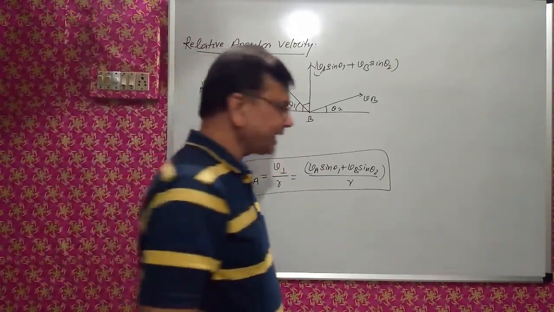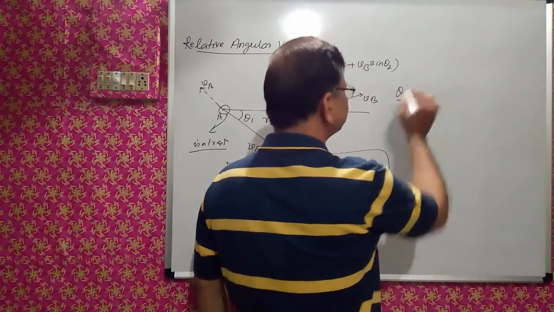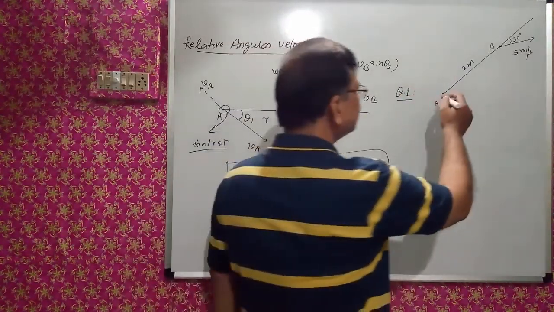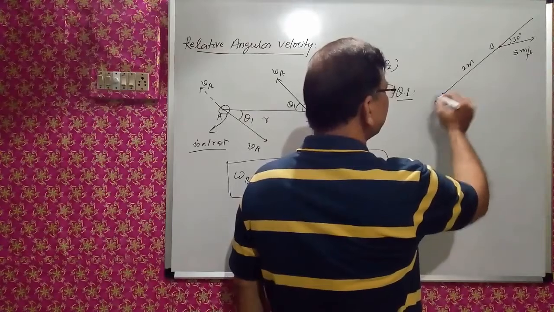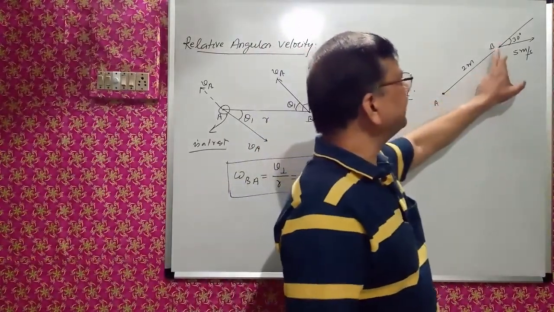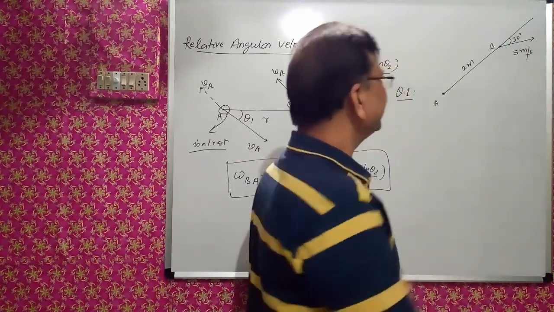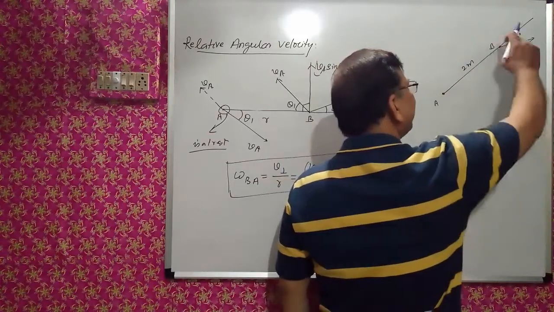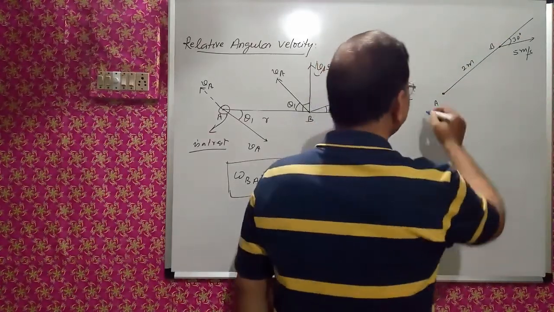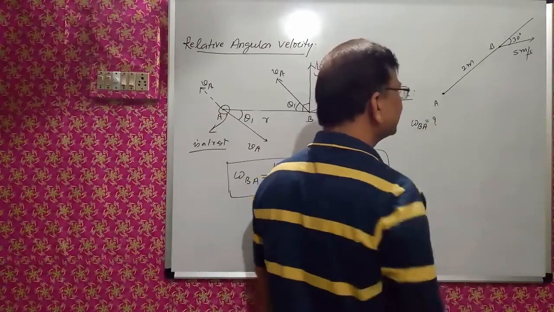So one question I will take, question number 1. This is the question. This is one object A, another object B. B is moving in this direction at 5 meters per second, making an angle of 30 degrees with the line joining AB. Then what is the angular velocity? What is omega of B with respect to A?